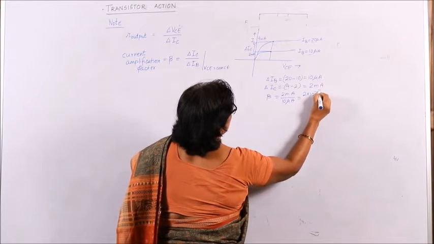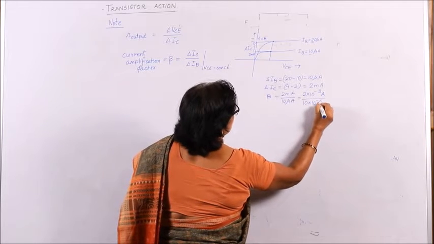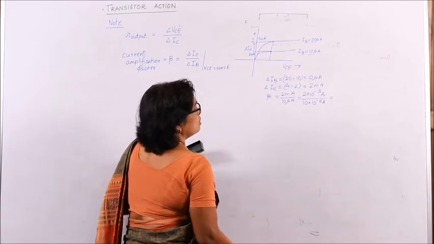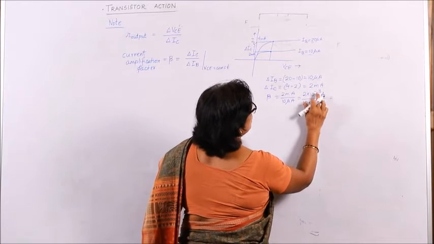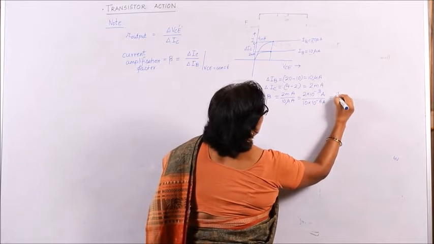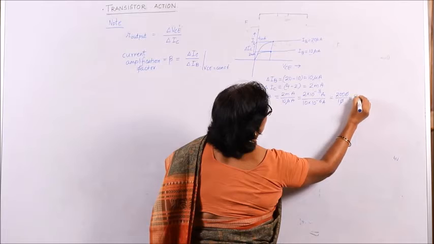and milli is 10 to the power minus 3. So, this is 10 into micro, which is 10 to the power minus 6 ampere. So, this is equal to 2000 by 10, that means 200.